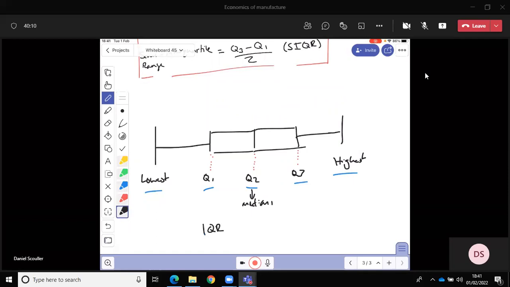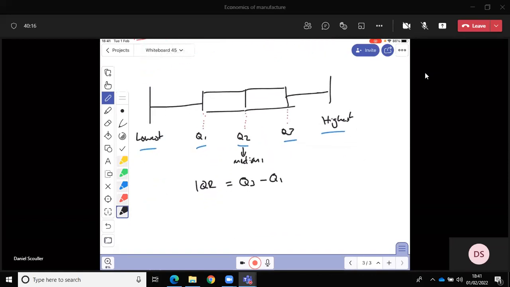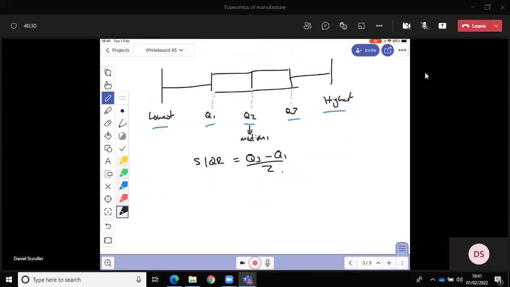Interquartile range, Q3 minus Q1. Semi-interquartile range would be that divided by 2. All right, so again, you won't be asked to draw a box plot, but you might be asked to read information from it, extract data from it.